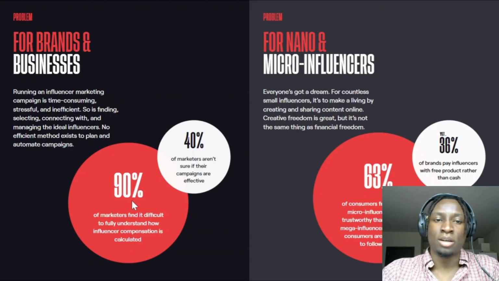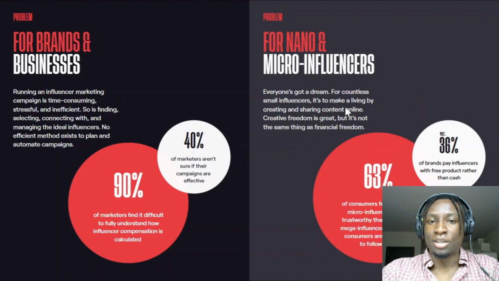So you see here, 90% of marketers find it difficult to fully understand how influencer compensation is calculated. That's another issue too as well, which Chirpley is trying to solve. And you see here that 40% of marketers aren't sure if their campaigns are even effective. So that's another thing that Chirpley can track with the blockchain, using the analytics tools and on-chain data and stuff like this. So moving forward, we can see the problem that Chirpley solves.